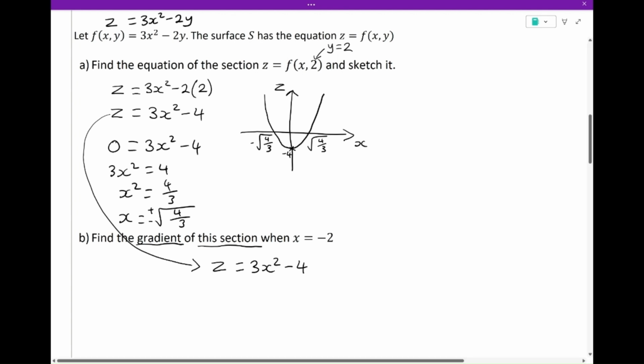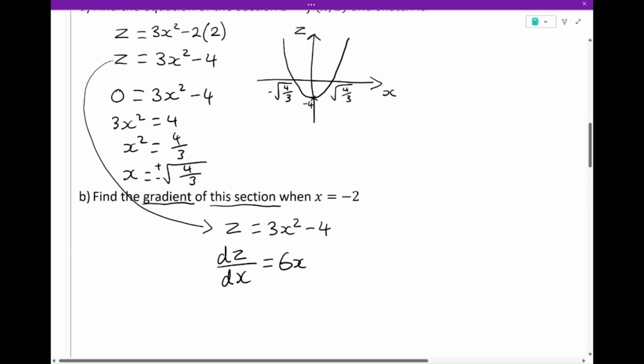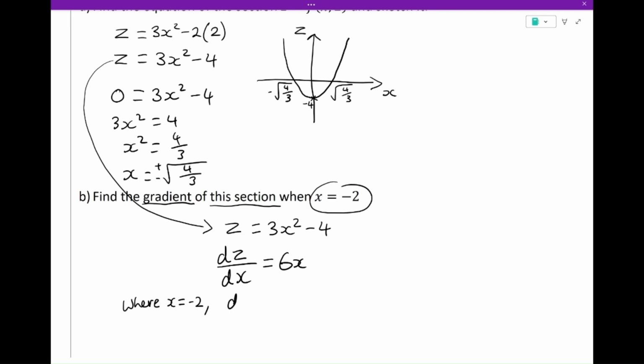So remember, to find gradient, we need our gradient function, so we need to differentiate. So it'd be differentiating z with respect to x, because x is our variable on this side. So if I differentiate 3x squared, I would get 6x. And if I differentiate negative 4, you'd get 0. So we've got our derivative, and we need to consider specifically when x is negative 2. So now I am going to substitute negative 2 in. Okay, but we're going to sub it into our derivative, dz by dx. So that's going to be equal to 6 multiplied by negative 2. So the gradient comes out as negative 12.